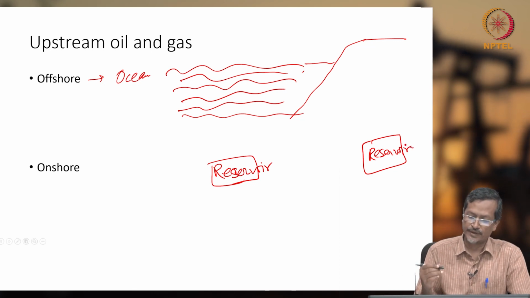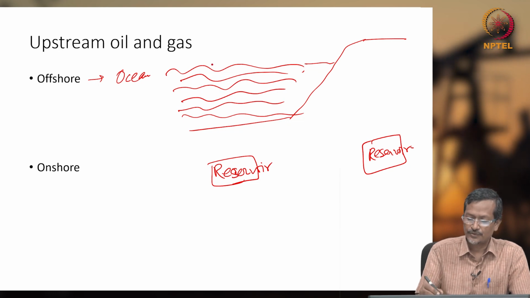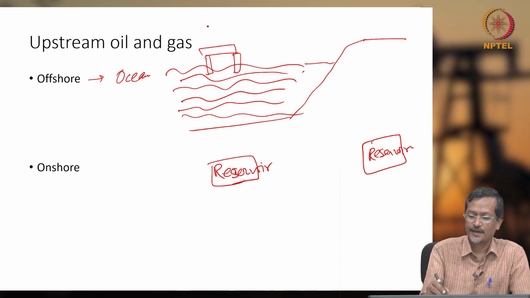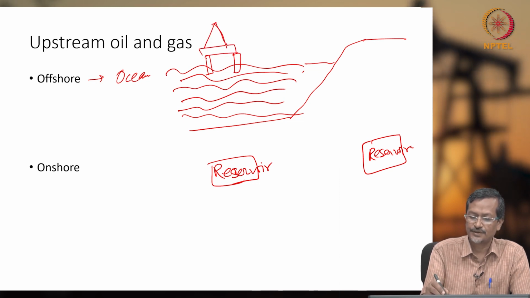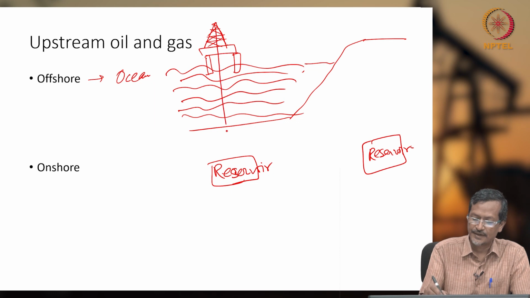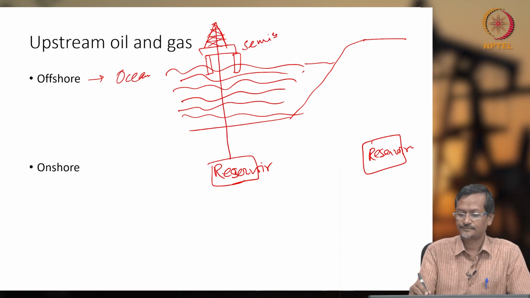So, when you are drilling in an offshore area and you have a reservoir, you must have some platform, semi-submersible or maybe drill ship, and there will be a mast or derrick. Then you drill a hole up to the reservoir. Okay, semi-submersible.